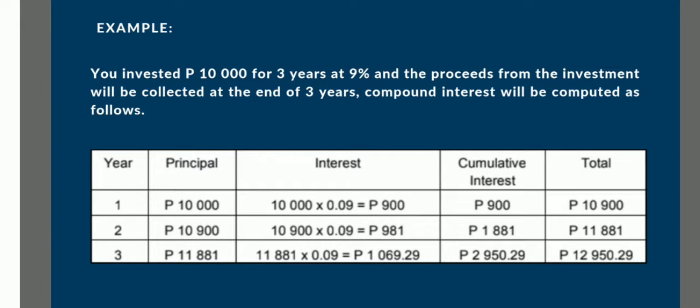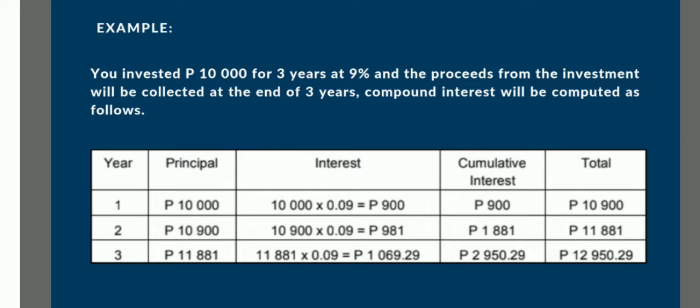You invested 10,000 pesos for 3 years at 9% and the proceeds from the investment will be collected at the end of 3 years. Compound interest will be computed as follows. In year 1, the principal amount is 10,000 and the percentage should be converted into a decimal value, which turns out to be 0.09. We have to multiply the principal and interest to get the cumulative interest, which is 900. To get the total, add the principal and the cumulative interest to get the desired amount, which is 10,900.